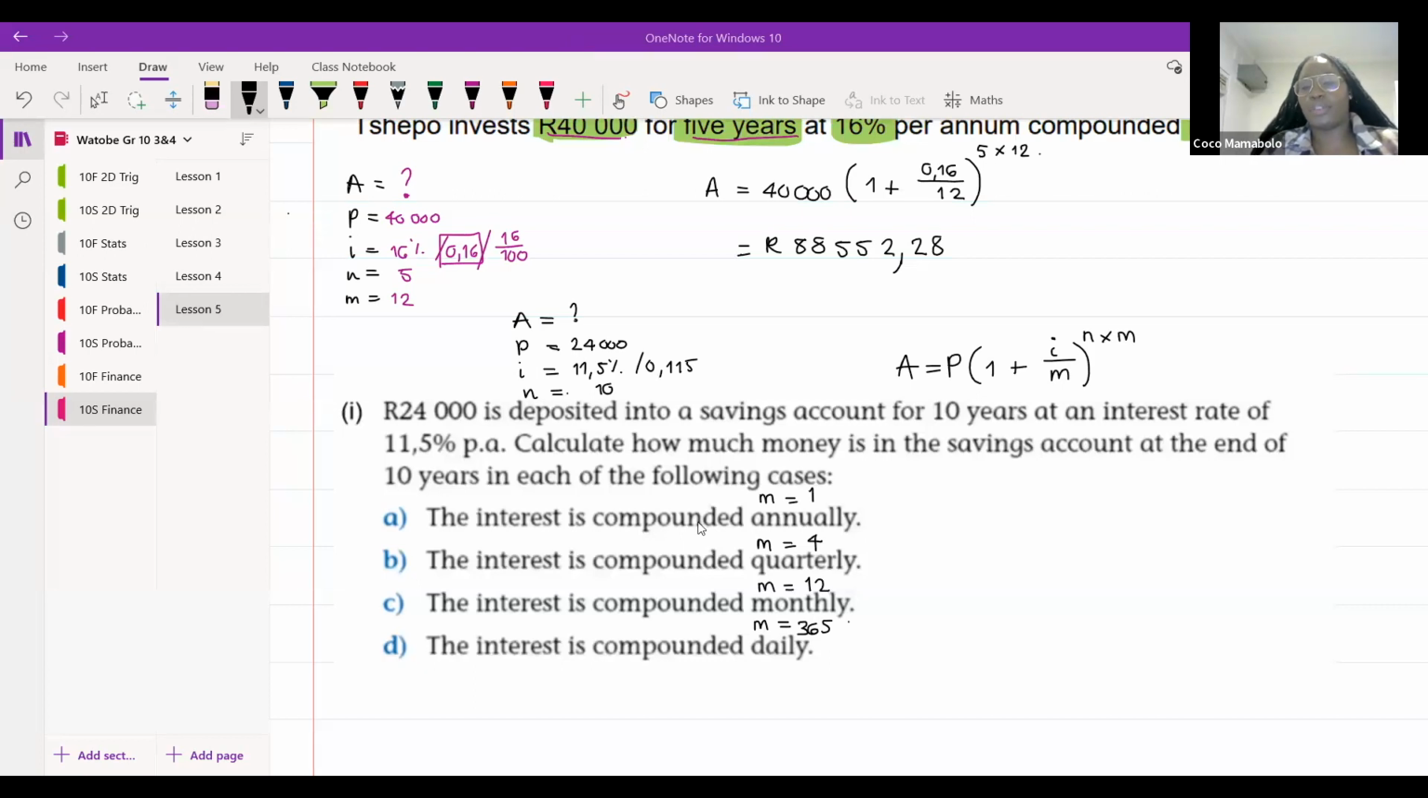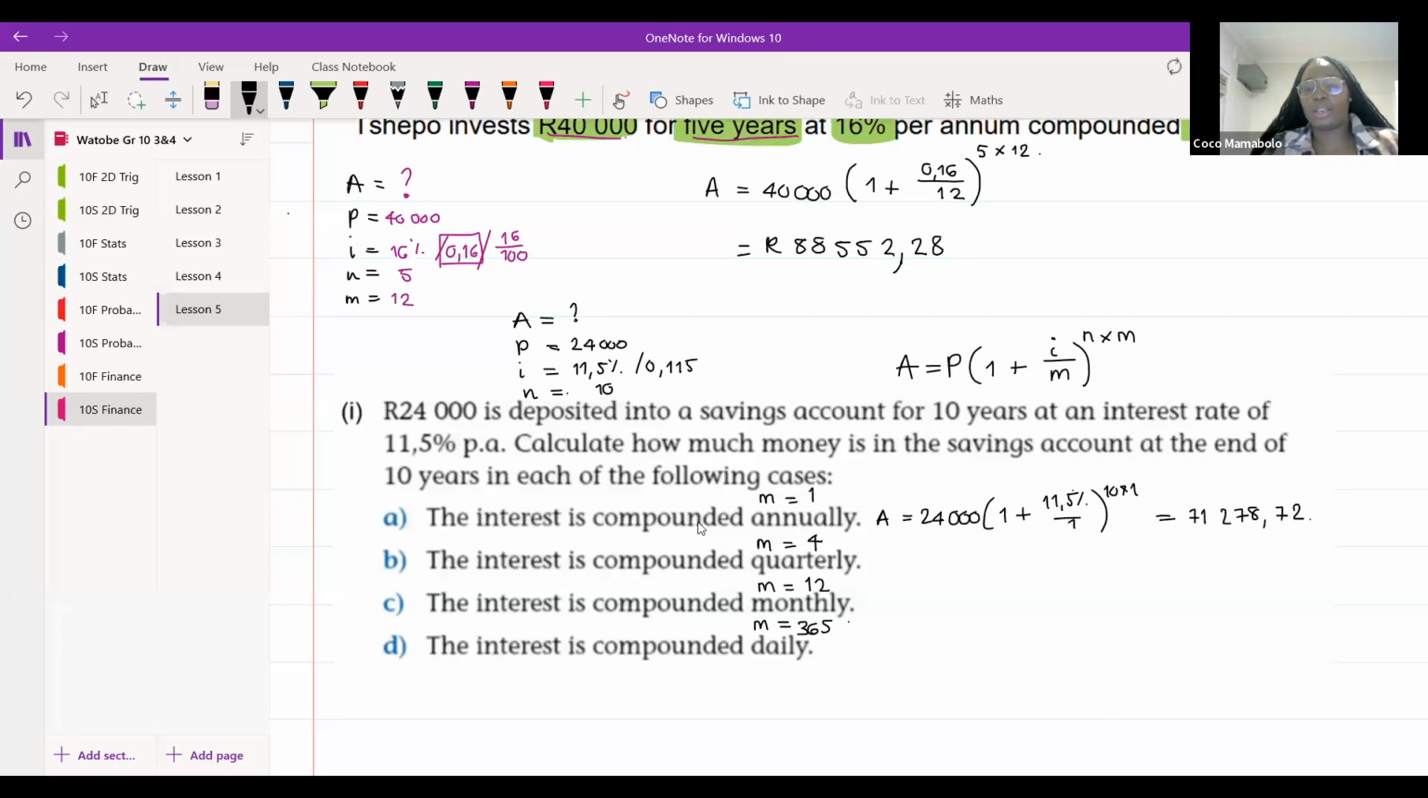All right, so for the first one, because everything is compounded annually, we're just going to take it as we see it. 24,000, 1 plus 11.5% over 1 to the power of 10 times 1, which won't really make a difference. I could have just used it. Normally, I should get 71,278.72. Right. That's my first one.